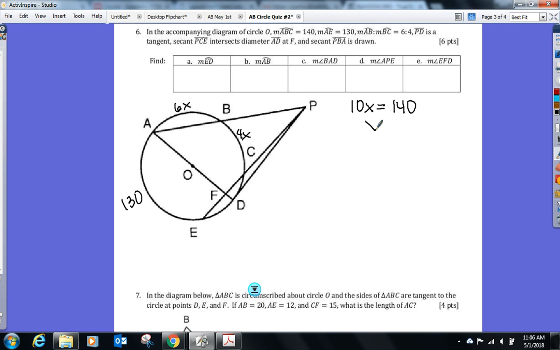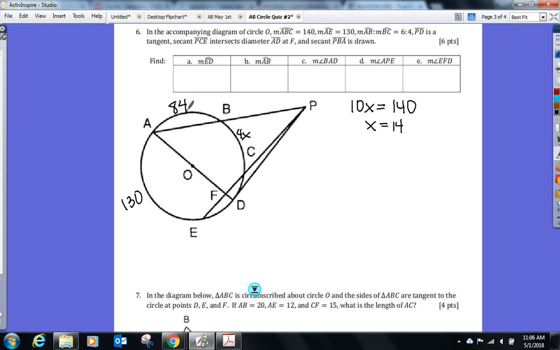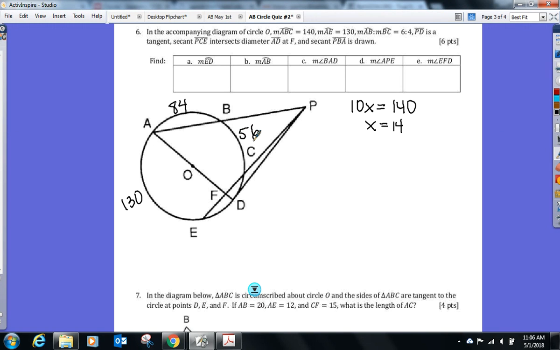So x ended up being 14. And go back, if you need your calculator, use it. If you got it right, go back. 6 times 14 would have given me 84 for this one, and 4 times 14 would have given me 56 for this arc. All right, we have the ability to find some of the other arcs now.